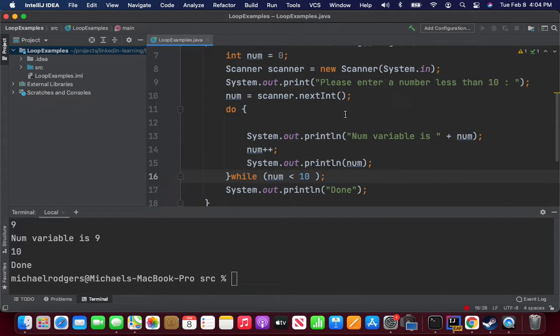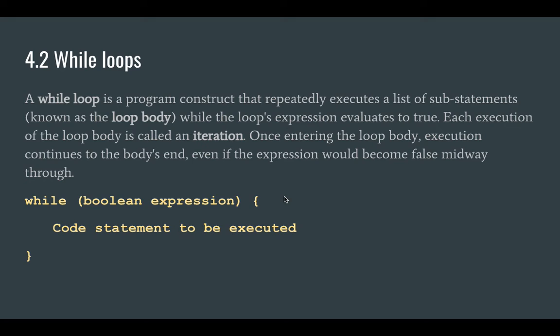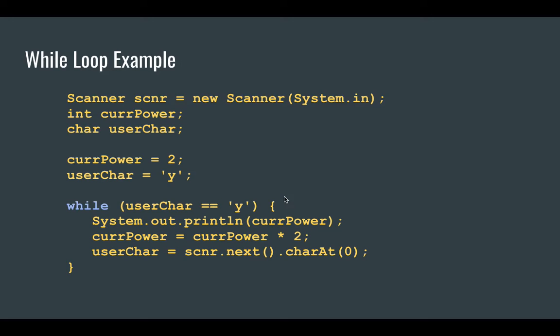It does the expression first, and then it does the loop first, and then checks the expression. It's just that the exit point has now shifted. All right. So that's the while loop. There are clear examples to this, you could use it.